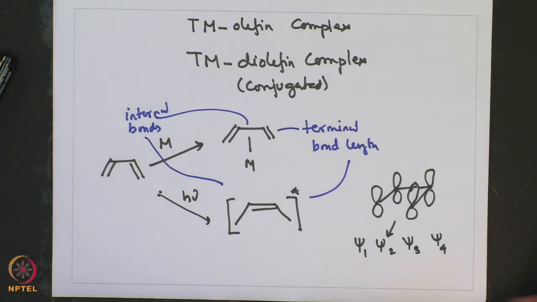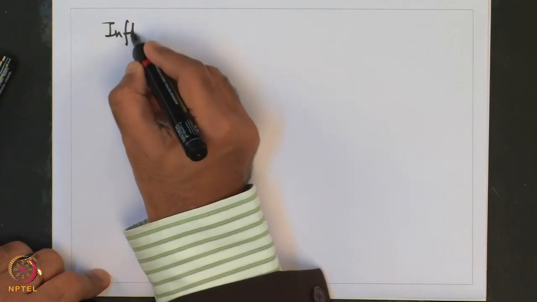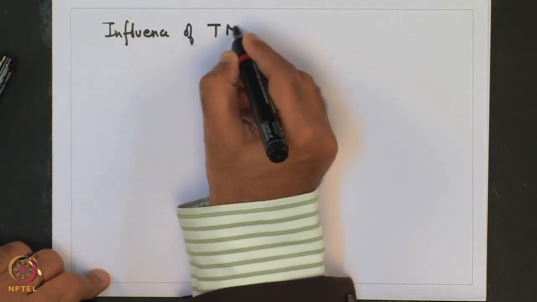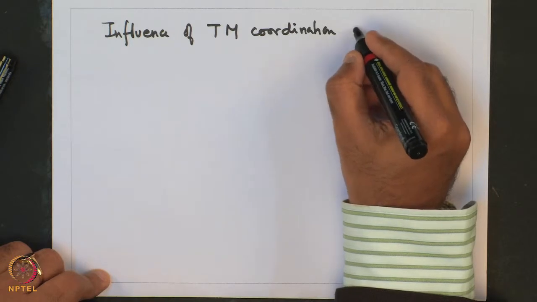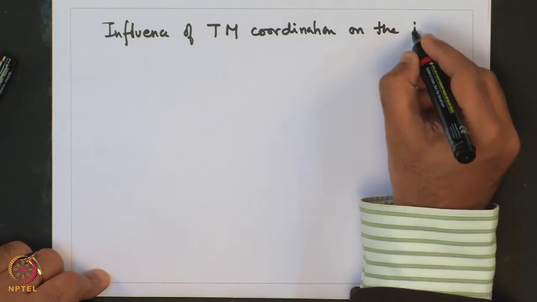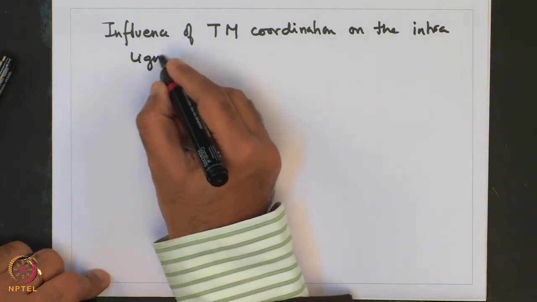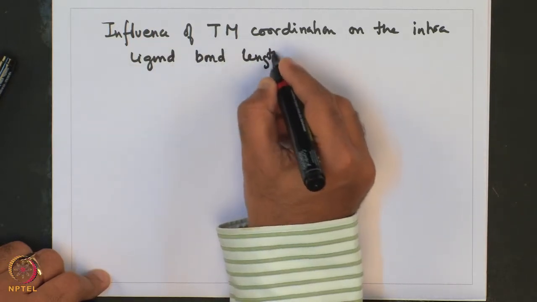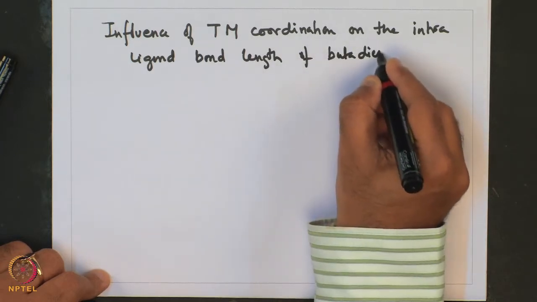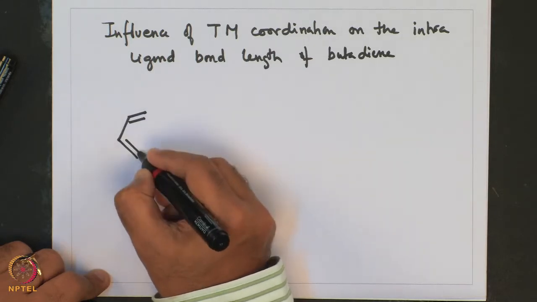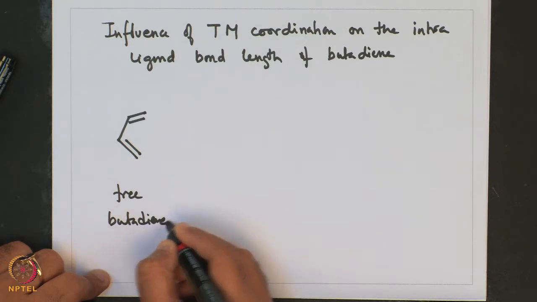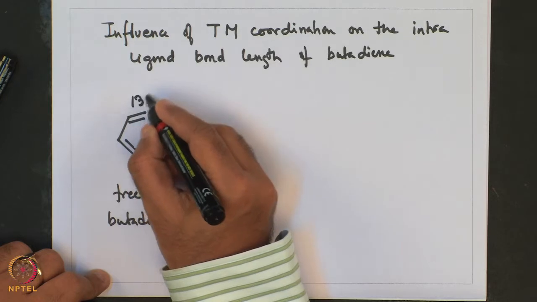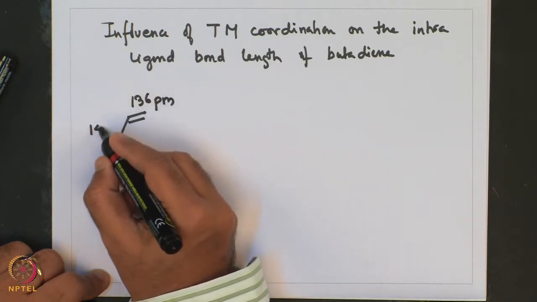Now, with that in mind, let us take a look at some of the examples where similar change can be observed. For example, the influence of transition metal coordination on butadiene, on the intraligand bond length of butadiene, can be seen. This is the free butadiene. The terminal bonds are 136 picometer, the internal is 145 picometer.